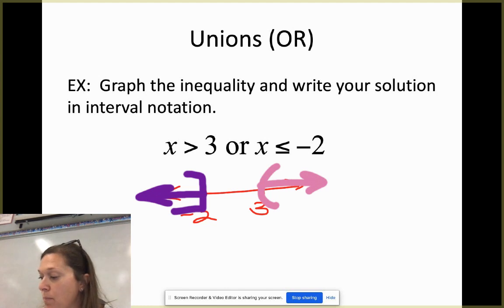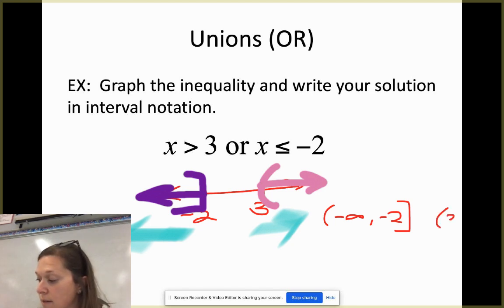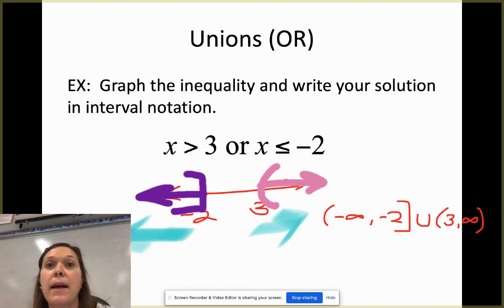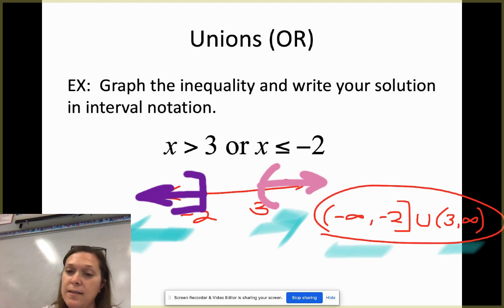Well, how do I do the purple part in interval notation? Well, that is negative infinity to negative 2 with a square bracket. And then how do I do the right side in interval notation? Well, there I do parentheses 3 to positive infinity. And then we use that U to marry them together. So that U stands for union. I'm taking the union of one interval and marrying it to the other interval and putting all those solutions together into one big solution. So this means that it could be less than or equal to negative 2, or it could be greater than, not equal to, just greater than 3.